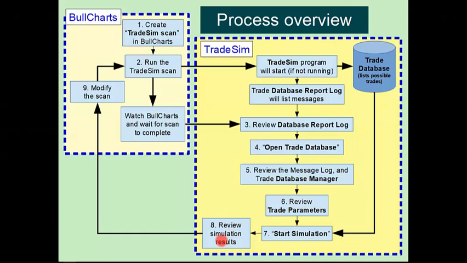We can review the results and have a look at the performance like the equity curve, and then go back into BullCharts to modify the scan in some way. We can modify the selection criteria, the entry, the exit. We might decide to use a different exit approach, or change the list of stocks that we're scanning over, and then repeat that process and go round and round again. So for those who like flowcharts, there's a flowchart depiction of what's involved.